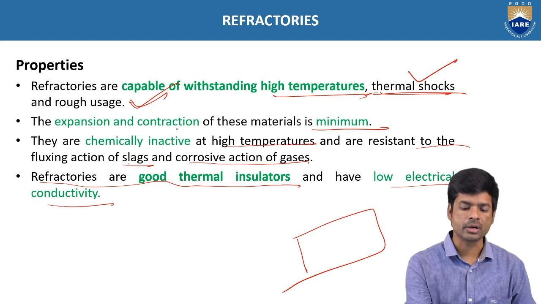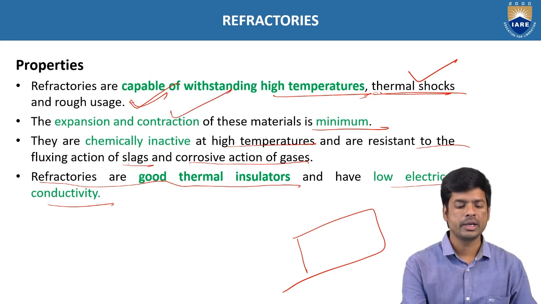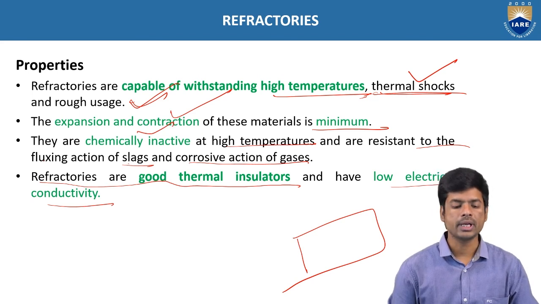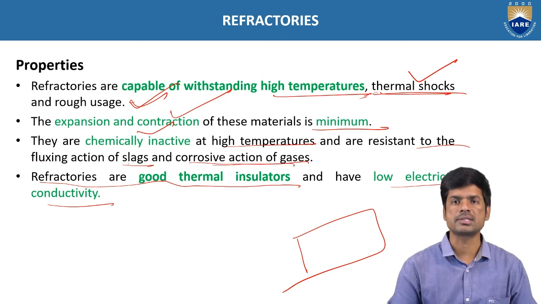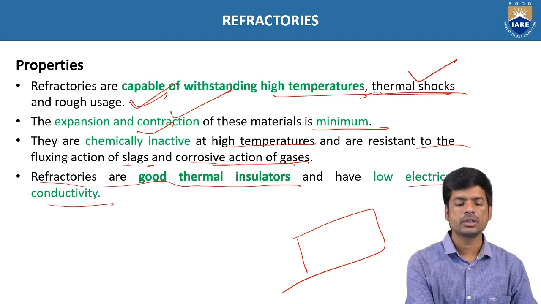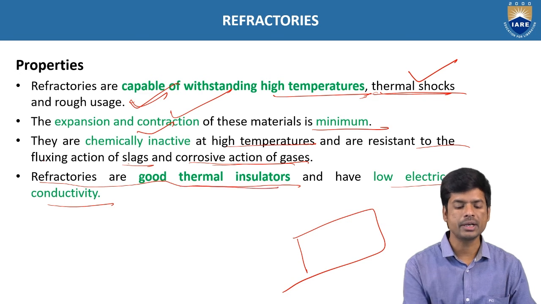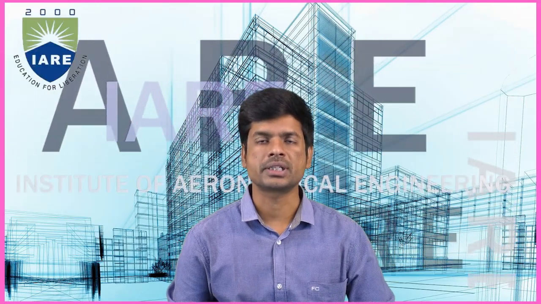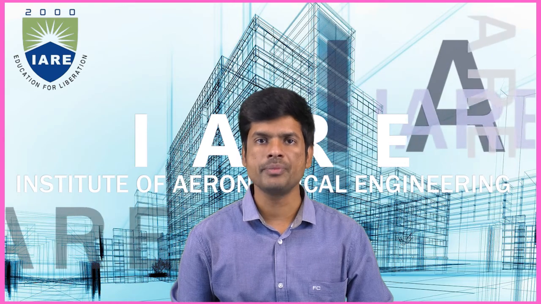Expansion and contraction is very low. Next, they are chemically inactive at high temperatures, and they resist the corrosive action of gases. They have good thermal insulation and low electrical conductivity. So these are some of the main properties of refractories, and because of them we use these refractories in construction depending upon the functions. So this is about your current session.